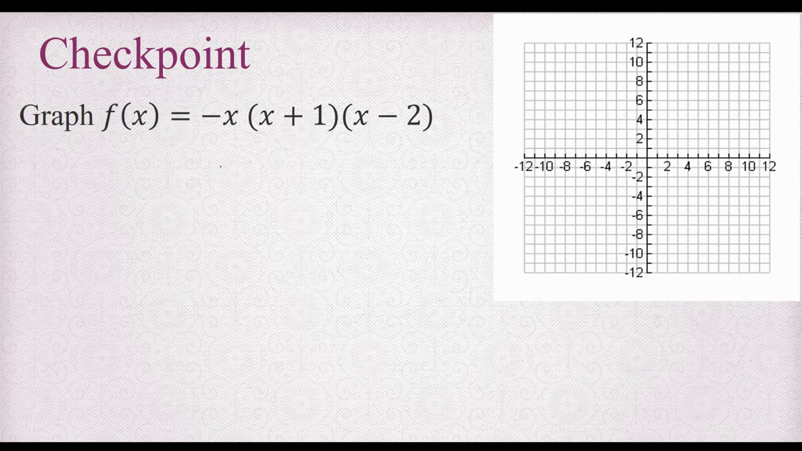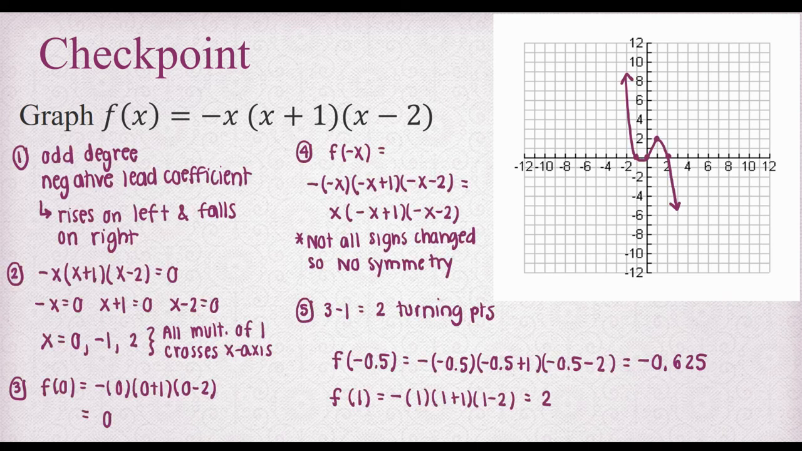So I would suggest that you pause the video and try this checkpoint problem: graph f of x equals negative x times x plus 1 times x minus 2. So here are all my steps. I have an odd degree and a negative coefficient, so it's going to rise on the left and fall on the right. It was already factored, so I just set each factor equal to 0. Everything is a multiplicity of 1, so all of those zeros cross.